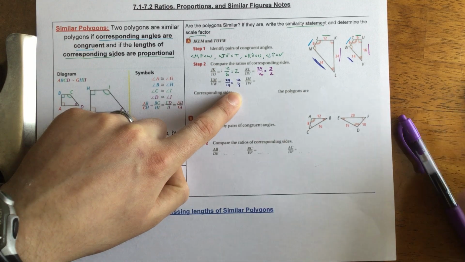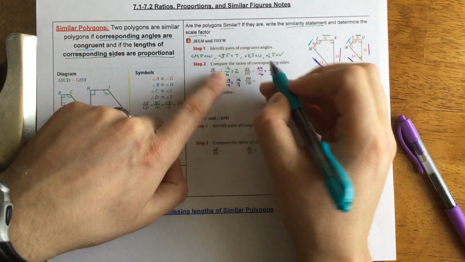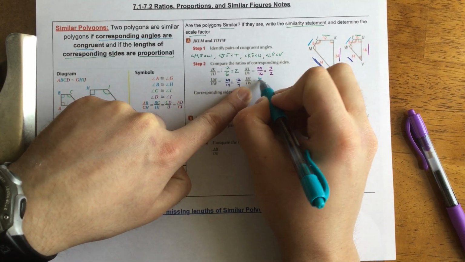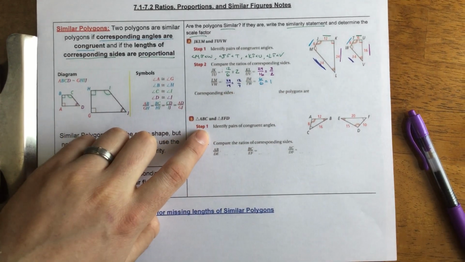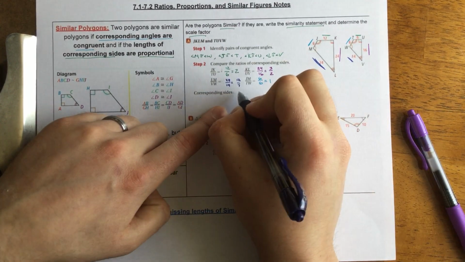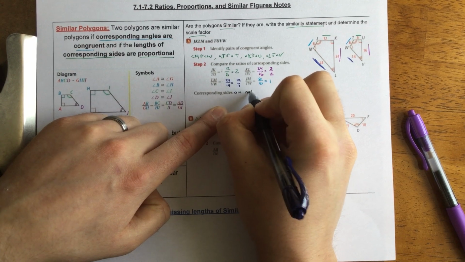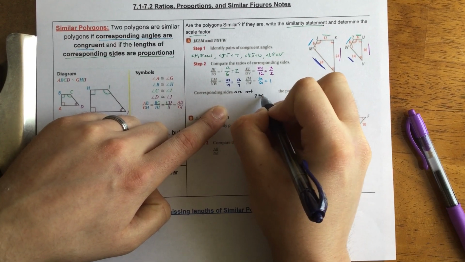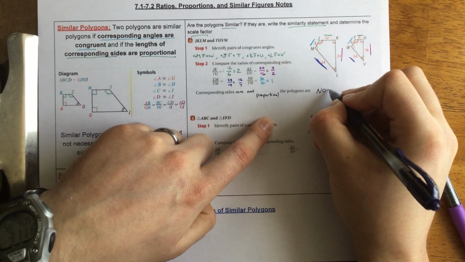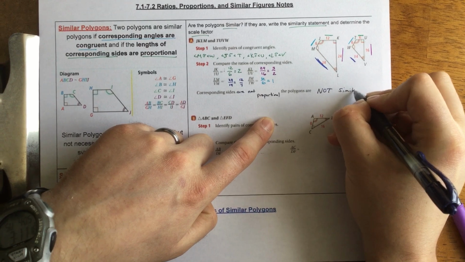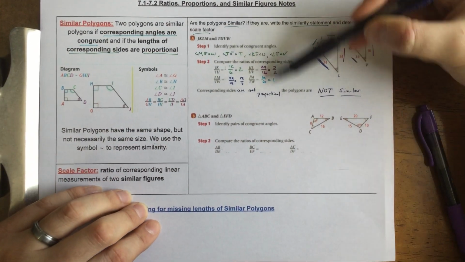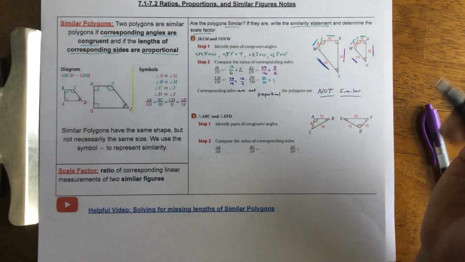And then the last one, I skipped ahead and did this one already. It would be JM and TW, 6 over 6, but that's not going to correspond, so that does not match. We can write right here, corresponding sides are not proportional. The polygons are not similar. This is an example of not similar because the corresponding sides are not proportional.